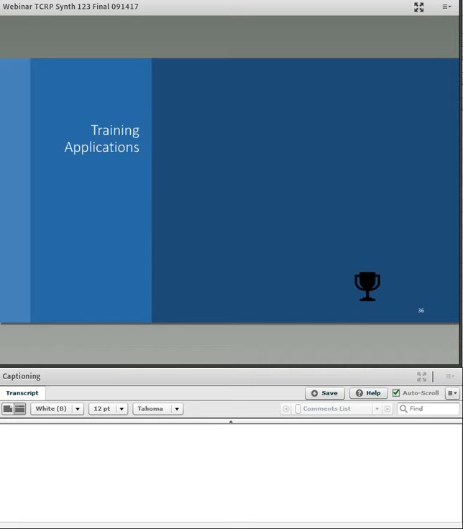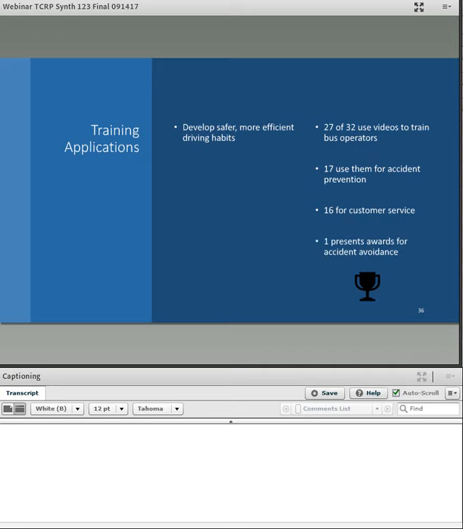Some of the things that agencies actually use cameras for are training applications. That's to help bus drivers develop safer, more efficient driving habits. 27 of the 32 use videos to train bus operators. 17 of them use them for accident prevention. 16 use them for customer service. And 1 presents awards for accident avoidance.